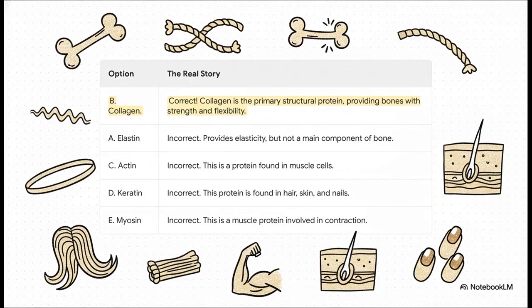And the answer is B, collagen. You can really think of collagen as the unsung superhero of your skeleton. It creates this tough, fibrous web that gives bones this amazing 1-2 punch of strength and flexibility. That's why they can take a hit without just shattering. And as you can see, those other options are all important proteins for sure, but they have different jobs, like making your muscles work or building your hair and nails.